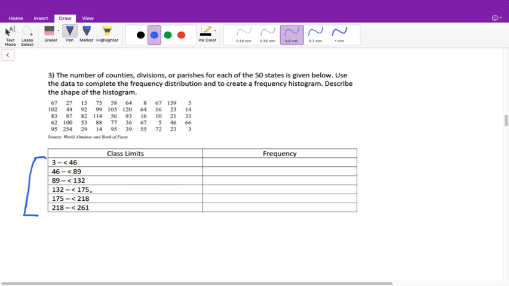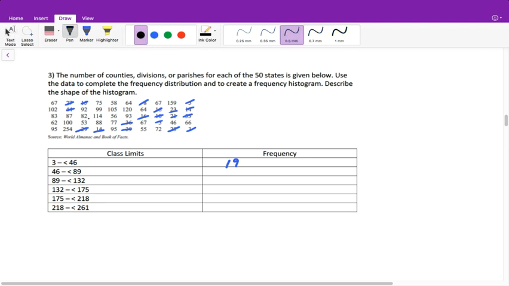So this first one goes from 3 to less than 46. It means it goes all the way from 3 to 45.99, right? So it just does not include 46. So we need to go through and count up how many we have. Well, we have 1, 2, 3, 4, 5, 6, 7, 8, 9, 10, 11, 12, 13, 14. It's not including 46, 15, 16, 17, 18, and 19. So our frequency is the total number we had appear between this class limit. So we had 19 appear between 3 and 46.